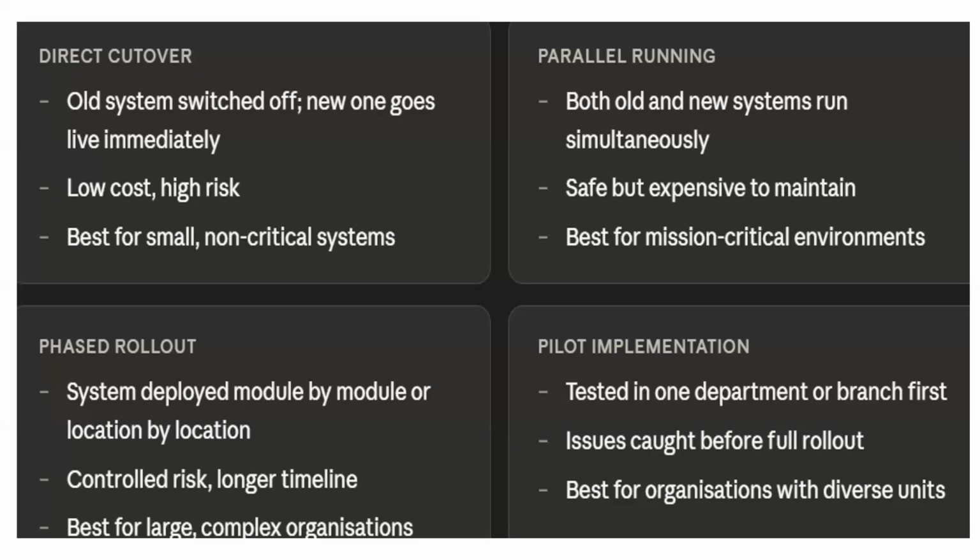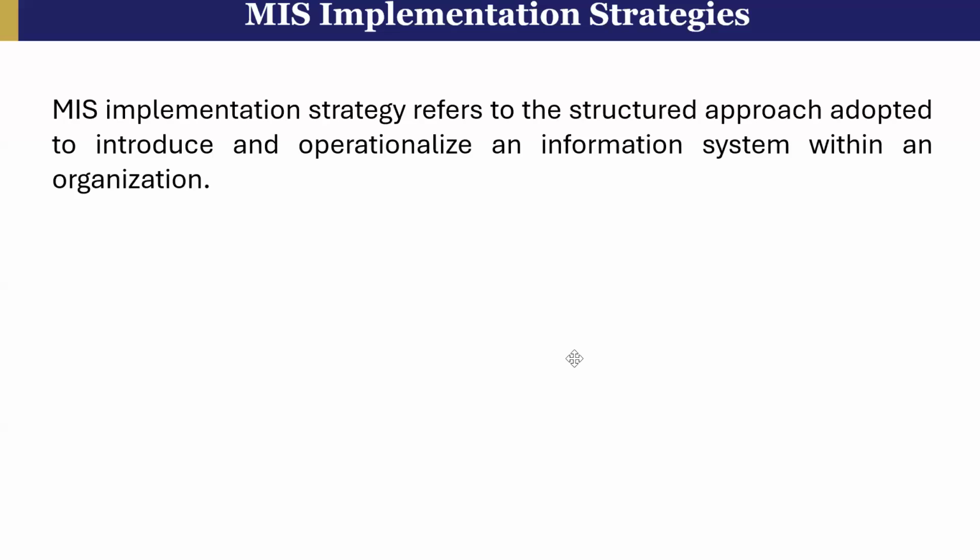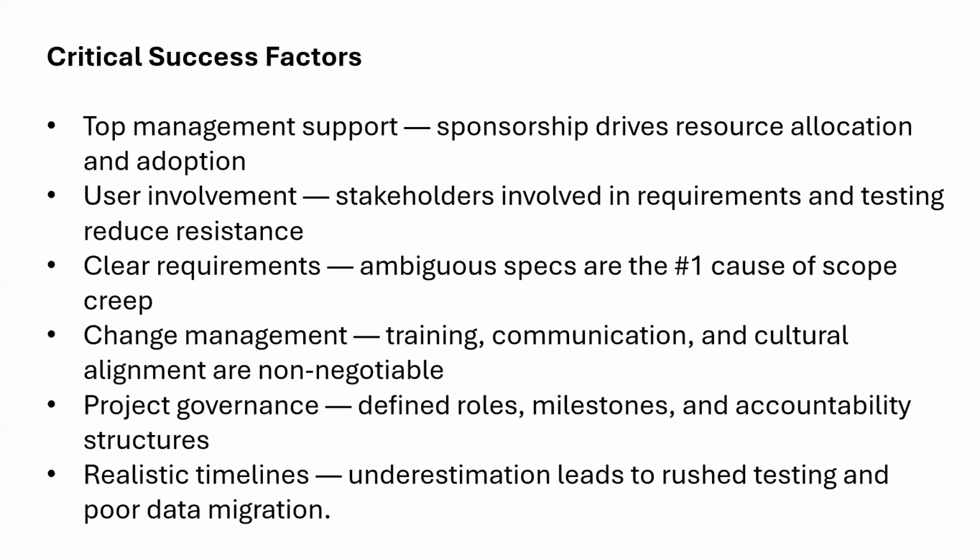So these are the 4 issues. You will be asked to discuss them in detail and look at the advantages and the disadvantages. So direct cutoff, parallel running, phase rollouts, and pilot implementation. These are the means by which management information systems can be implemented within organizations. Any question, any addition, subtraction?